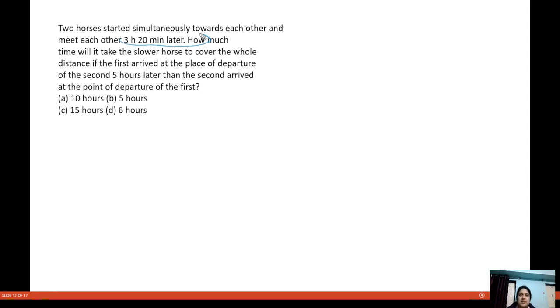Now two horses started simultaneously towards each other and meet each other at 3 hour 20 minute. How much time will it take the slower horse to cover the whole distance if the first arrived at the place of departure of the second 5 hours later than the second arrived at the point of the departure of the first? Okay, so what they are saying is that two horses are traveling towards each other.